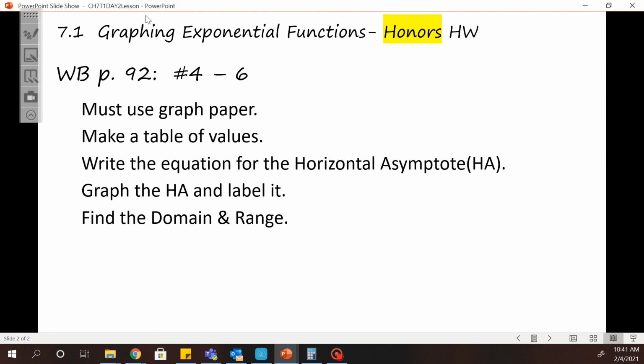Okay, so we've got some more graphs that we're going to be doing for practice, numbers 4 through 6 on page 92.